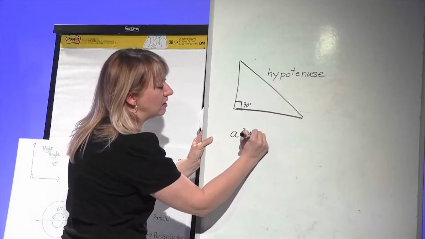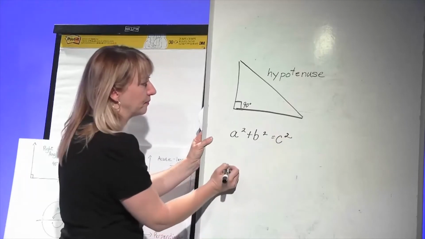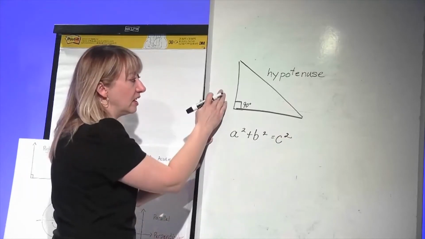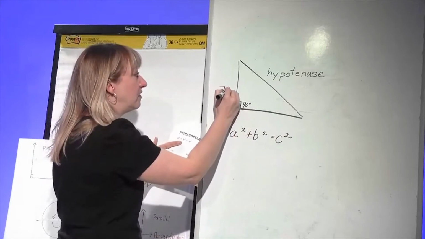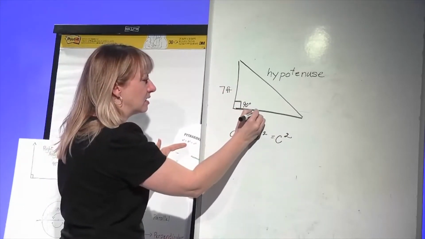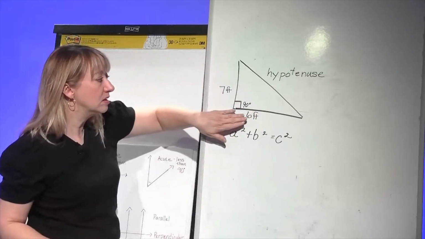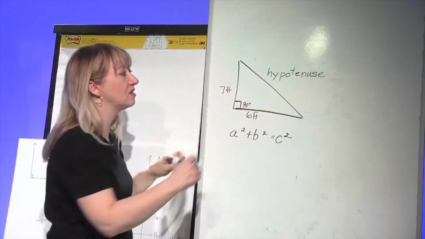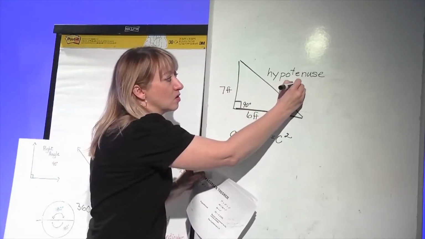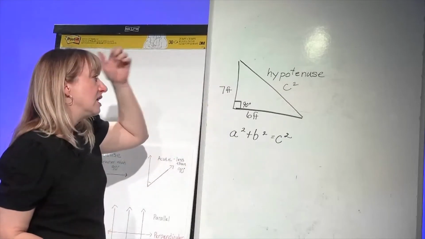And your formula is a squared plus b squared equals c squared. So if you're given these two lengths, in this case we have 7 feet and 6 feet, we know two sides, but we don't know this one. Again, this is called the hypotenuse, and this is also your c squared. So if that's not on your paper, you want to make sure you write that down.